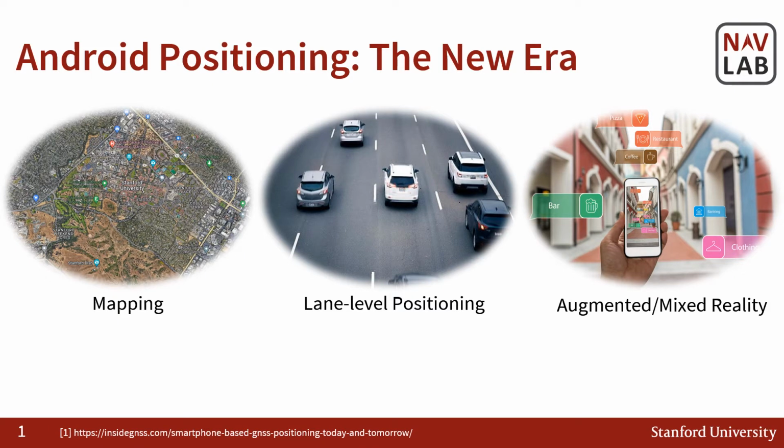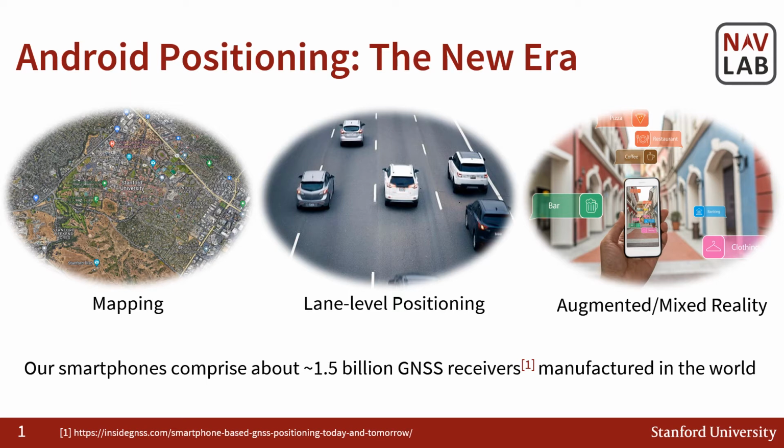We are currently living in the new era of Android positioning, where advances in GNSS and smartphone technology have enabled applications such as precise mapping, lane-level positioning, and augmented and mixed reality. In fact, about 1.5 billion GNSS receivers are currently manufactured in smartphones in the world.